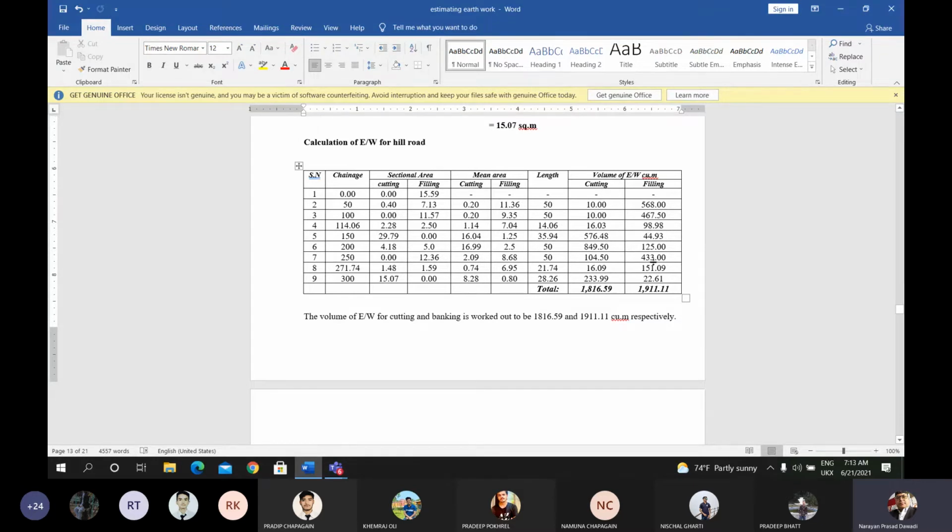In this way, calculate all the quantities of the respective rows of cutting and the filling, and add all of them as a total: 1816.59 and 1911.11 cubic meter. This is the volume of earth for cutting and banking, worked out to be 1816.59 and 1911.11 cubic meter respectively. You can calculate all the quantity of earth for the hill road in this way.